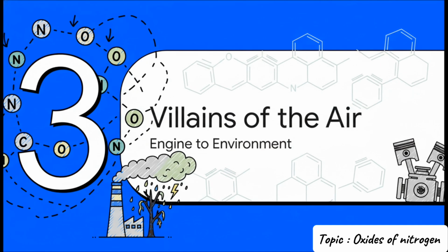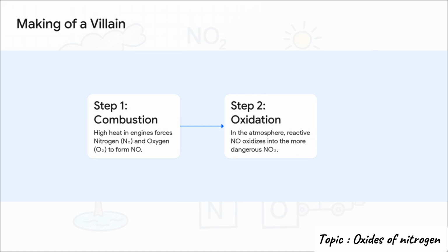Okay, so we know who our villains are and we know why they're so reactive. But where do they actually come from? Well, this is where our little chemistry story slams into the real world of car engines and power plants. It's basically a two-step villain origin story. It all starts in the extreme heat of something like a car engine. That heat is so intense it actually forces the superstable nitrogen and oxygen from the air to smash together, forming our first troublemaker, NO. But that's just step one. Once it's out in the open air, that highly reactive NO very quickly oxidizes, transforming into our main villain, NO2.